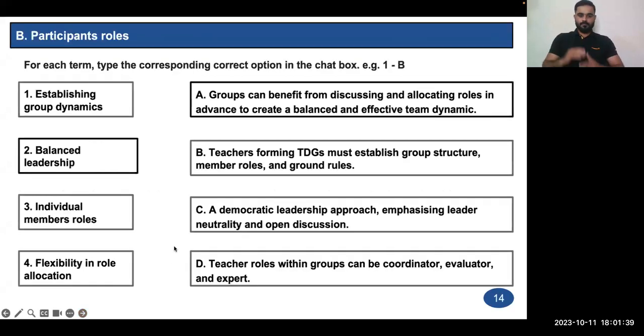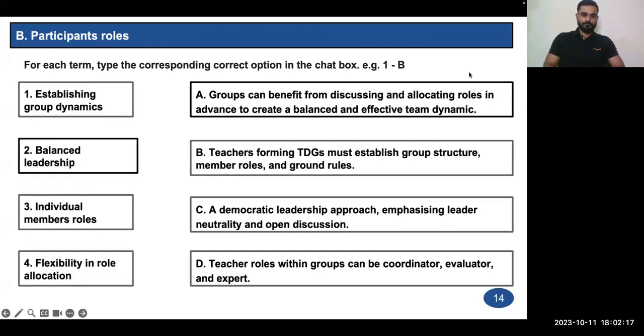Moving on to the next part, that is participant roles. After starting, we have decided to establish our teacher development group. Now next comes how to operate this group. And in that regard, we have to focus on what roles the participants will play. Now here you have to do a matching activity where the participant role terms are given on the left-hand side, and on the right-hand side of your screen, the descriptions are given. You have to match the terms with the descriptions and type your answers in the chat box. For example, the first one is done for you.